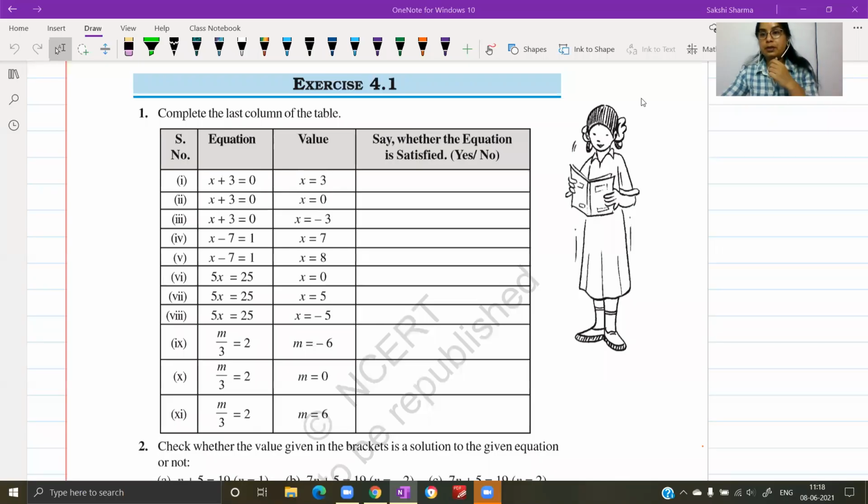All right. So first question here, you are given the equation as x plus 3 equals to 0. We are trying to find out x. Although you can find out the answer by using any of the methods we have discussed. You can do it by transposition also. So we have to check if the value given is the correct answer or not.